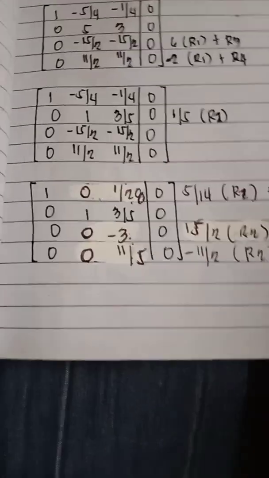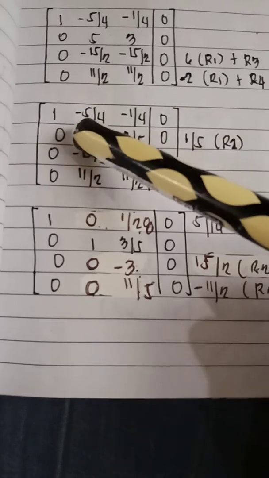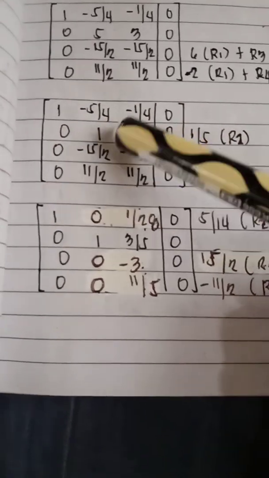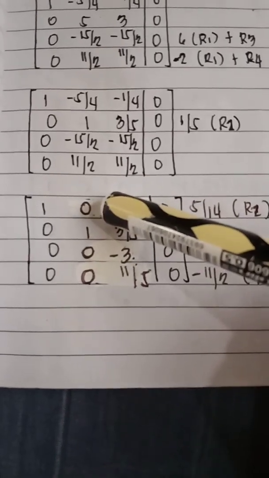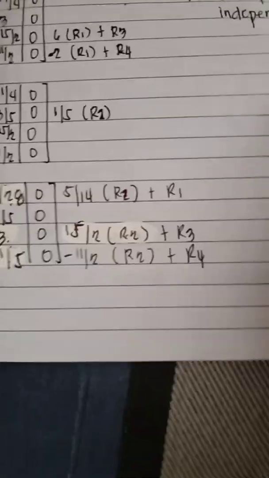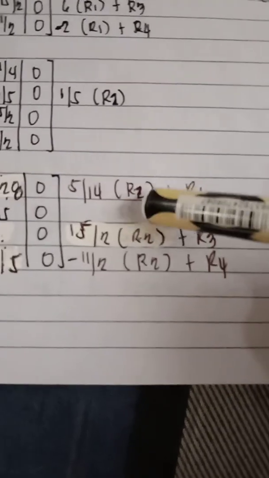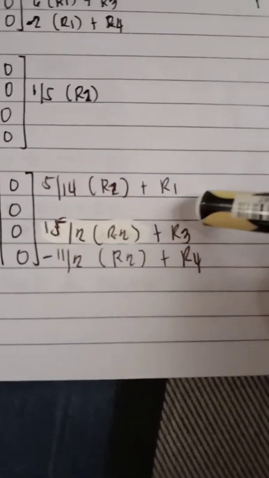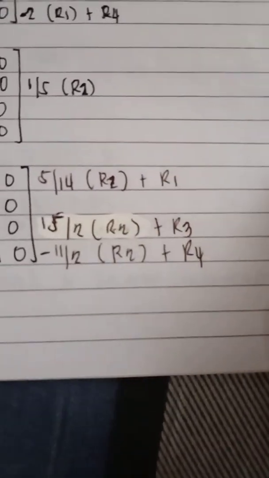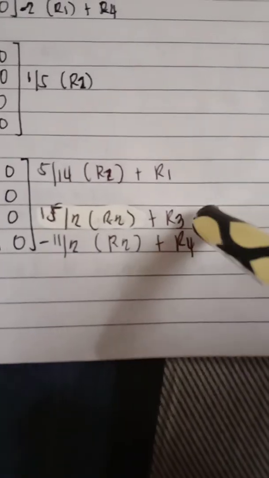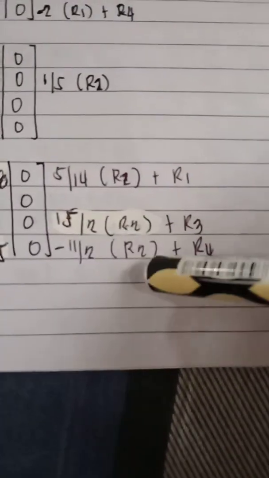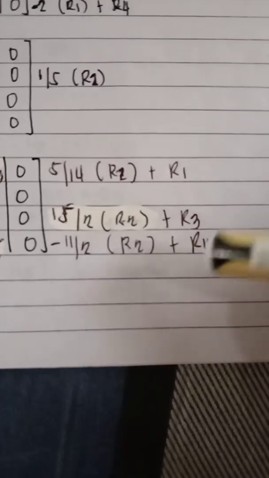So next, this negative 5 over 4, negative 15 over 2, and 11 over 2, we will make these 3 numbers into 0. The formula that we will use is 5 over 4 times R2 plus R1. This is for row 1. For row 3, 15 over 2 times R2 plus R3. This is for row 3. Row 4 is negative 11 over 2 times R2 plus R4.